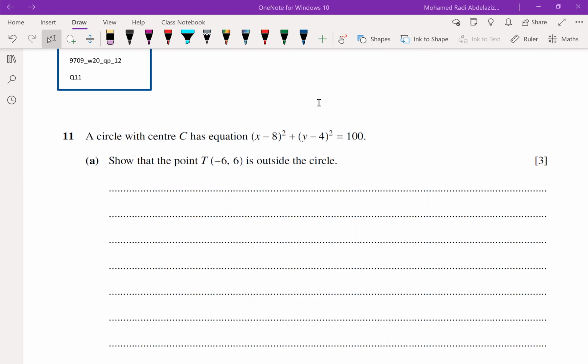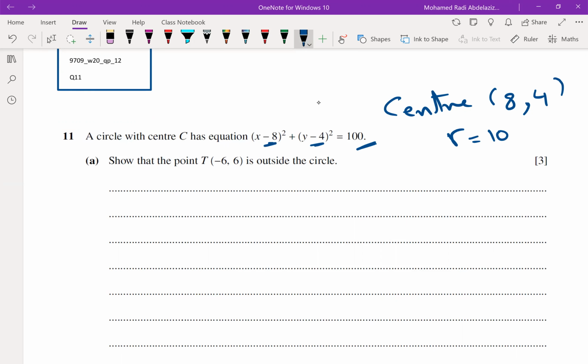The equation of the circle is given, so you can find the radius and the center of the circle. The center of this circle will be, change the sign of x will be 8, change the sign of y will be 4, so 8 and 4. And the radius, which is the square root of 100, will be 10.